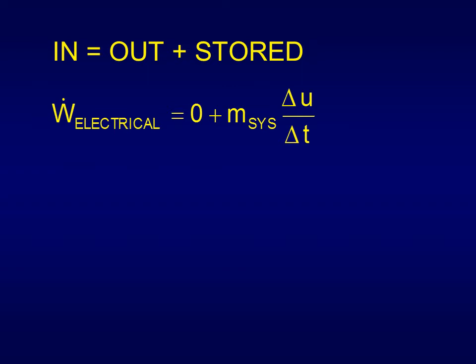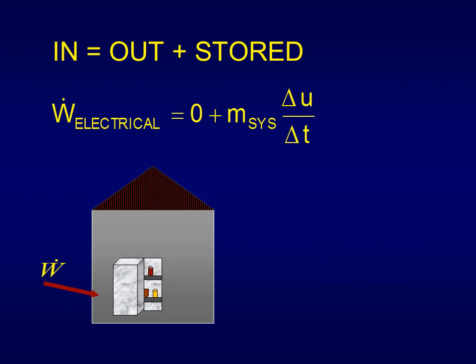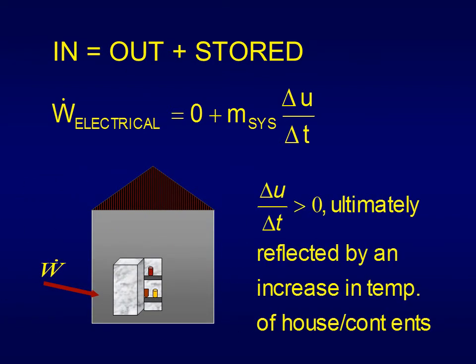So if our system includes the room, the refrigerator, everything inside, then the mass of the system times the change in internal energy of the system is balancing the electrical energy that we're putting in from the plug. Work coming in, delta U, delta T is greater than 0. So ultimately that's going to be reflected by an increase in temperature of the house and its contents. So if you open the fridge, immediately it'll start to cool down a little bit. But if you leave it long enough, the whole system will heat up.